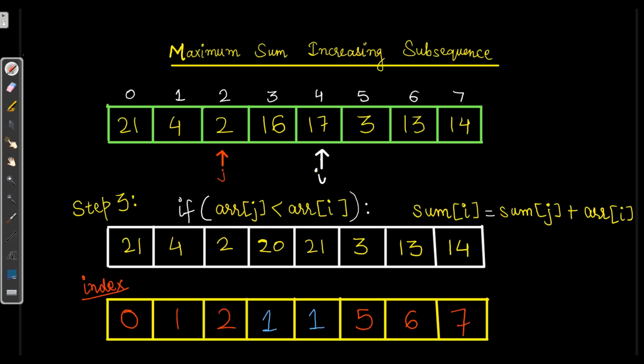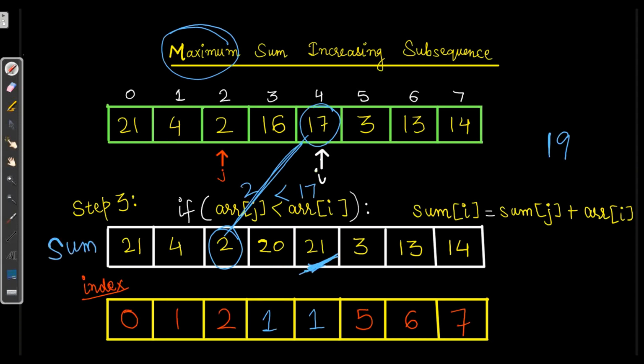Now for the next, j will be shifted to second index. Here we have 2 value. Now we will again check whether 17 is greater than 2. Yes. Now I'll do the sum. 17 plus 2 is 19. And we already have 21. Now if I compare this value in the array, since I want maximum value in the sum array, 21 is greater than 19. So I'll ignore this 19 and will keep my sum array as it is.